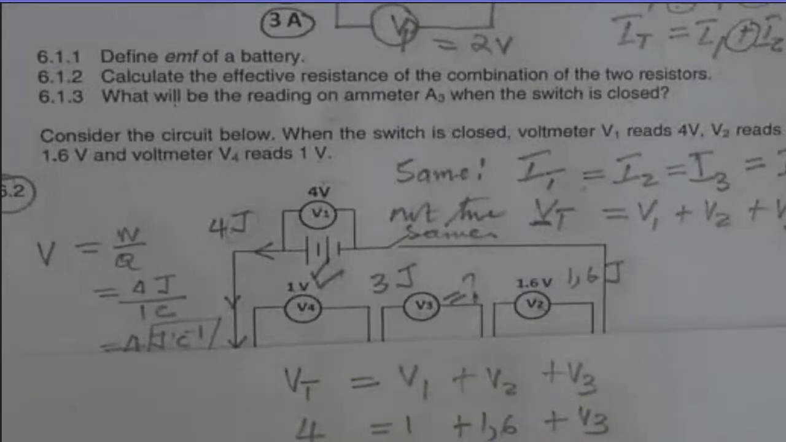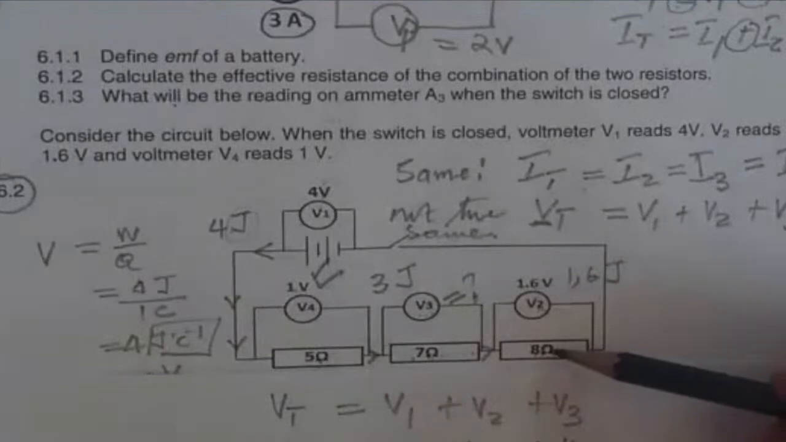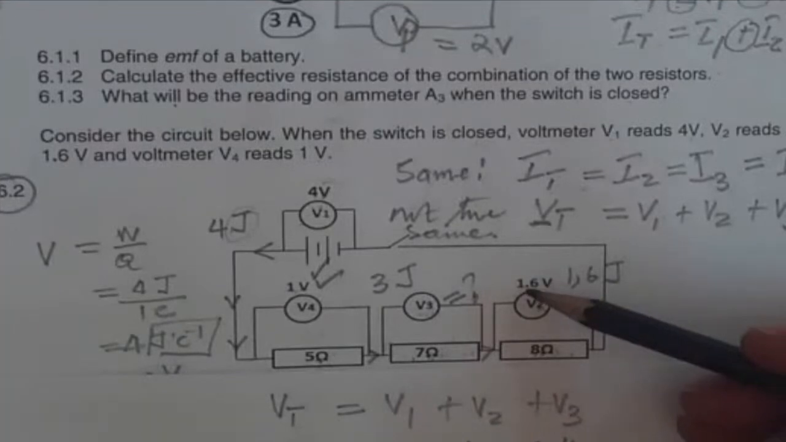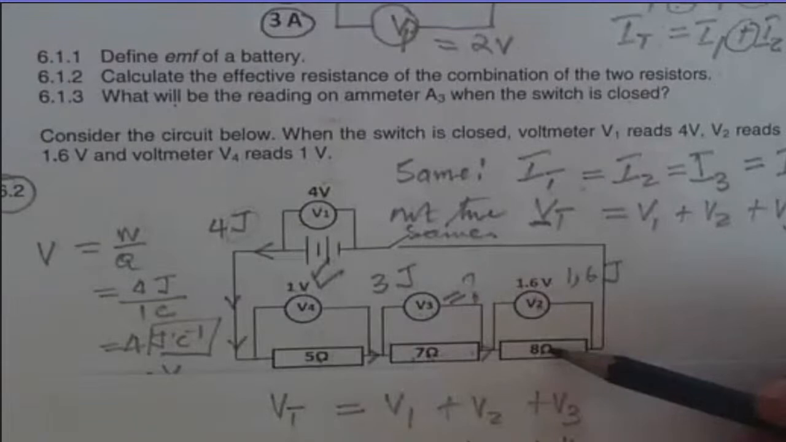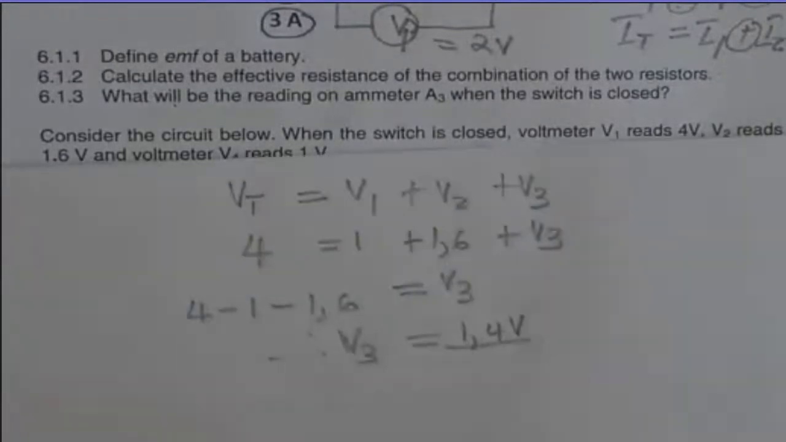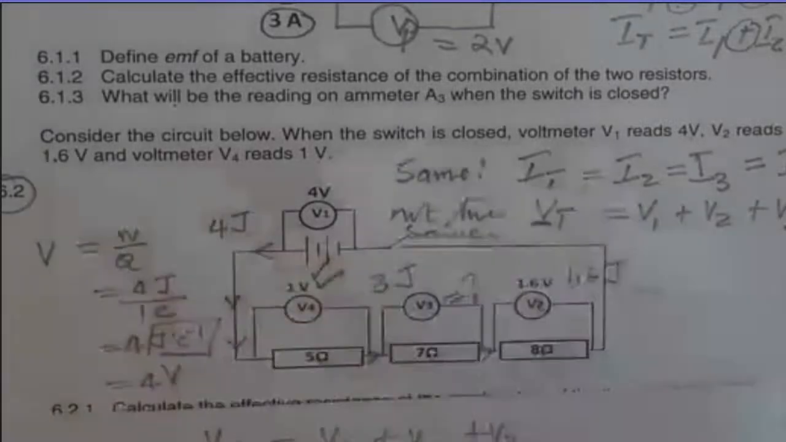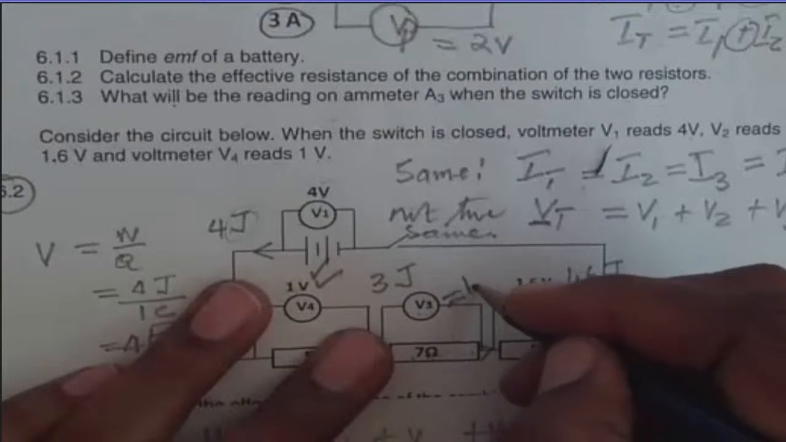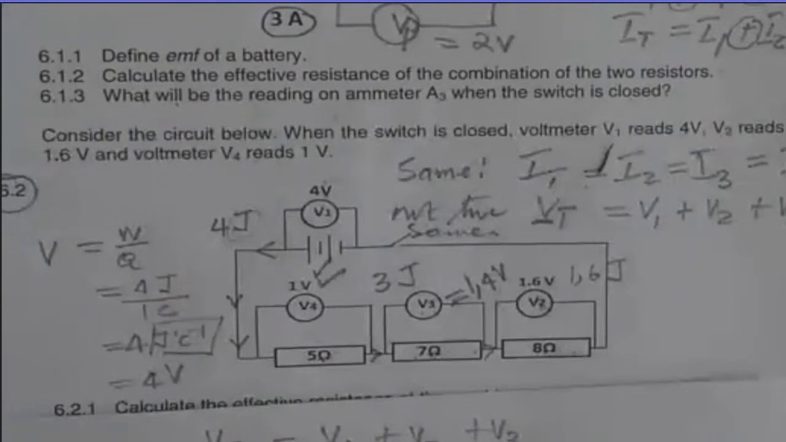Volt. And I'm happy to get 1.4. Why? Because remember, for this 8 ohm resistor, the amount of energy will be 1.6. This 7 ohm resistor is smaller than the 8 ohm resistor, so the energy also has to be less than 1.6. Now the energy I'm getting there is 1.4, so I'm happy about V3. I know my V3 will be 1.4 volt.